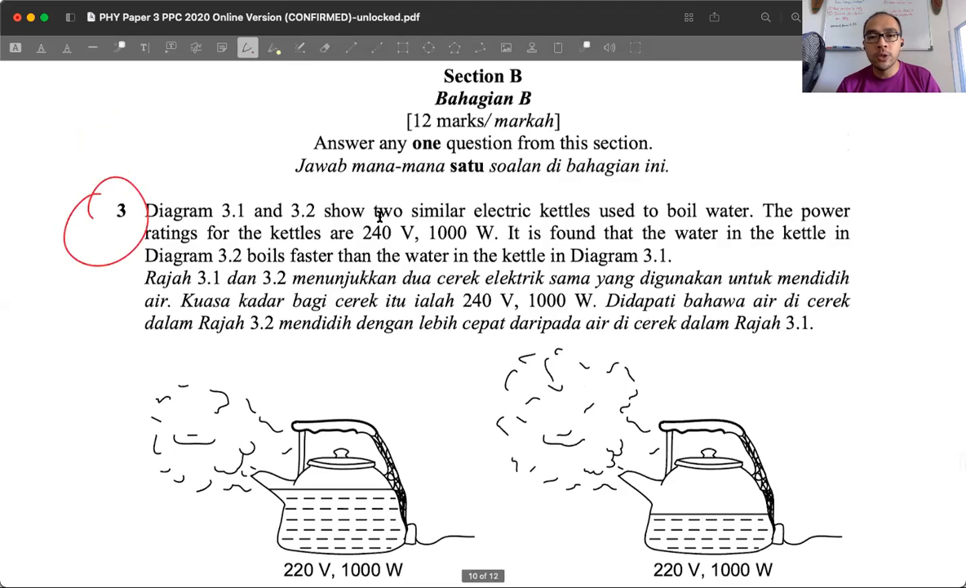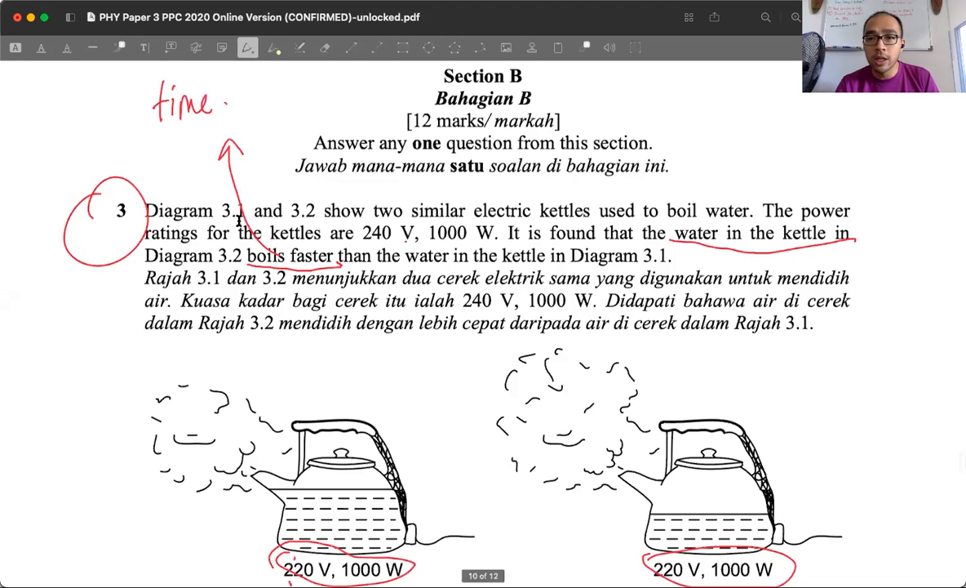Diagram 3.1 shows two similar electric kettles used to boil water. The power ratings for the kettles are given here, 240. I know the power ratings over here are not the correct ones, but no matter what, the power rating is the same in both pictures. It is found that the water in the kettle boils faster than the water in the other kettle. So whenever you're talking about boiling faster, you're talking about time.